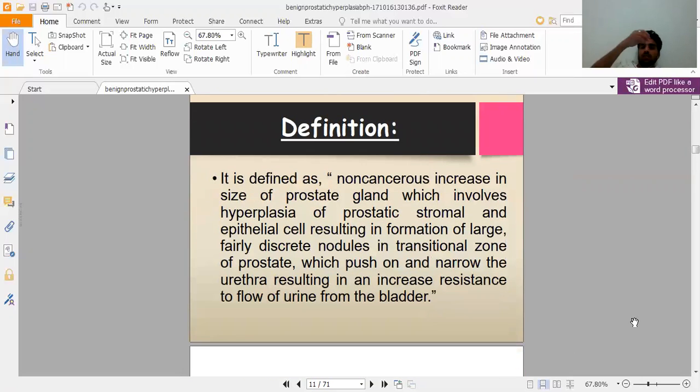Definition: it is defined as a non-cancerous increase in size of prostate gland, which involves hyperplasia of prostatic stromal and epithelial cells, resulting in formation of large, fairly discrete nodules in the transitional zone of prostate, which push and narrow the urethra, resulting in increased resistance to flow of urine from the bladder.